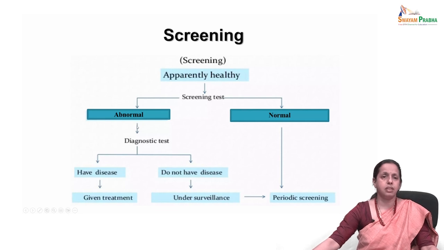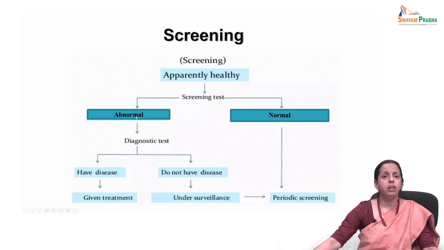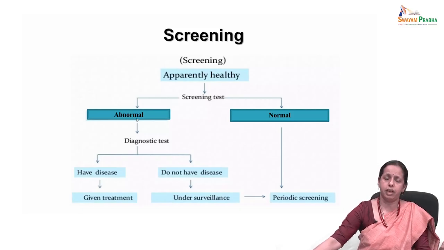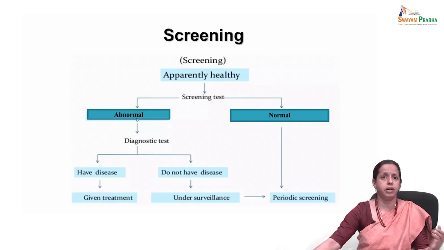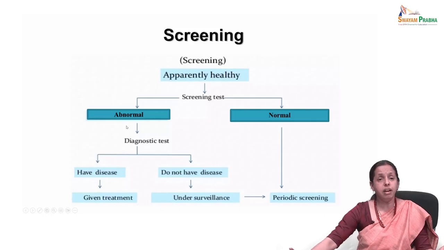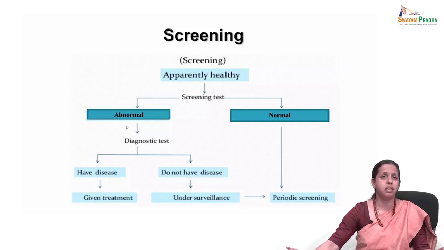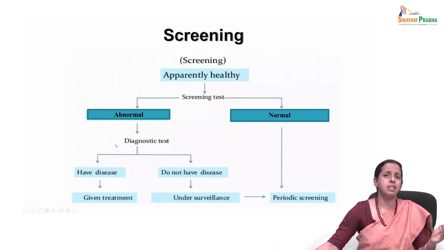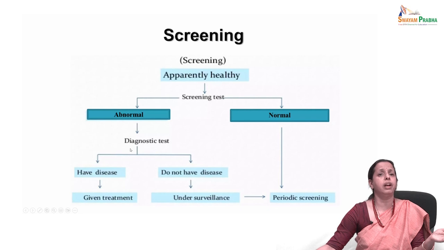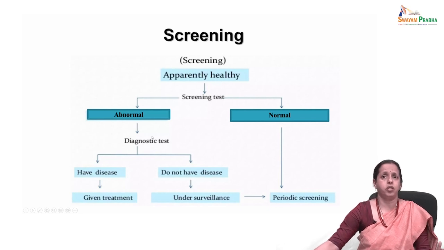Whereas if you find something abnormal, for example an HPV positive result, you go for a further set of diagnostic tests. Then if they have a disease, they go for treatment, chemotherapy, radiotherapy, whatever the treatment regimen is. And if they do not have a disease, or it is just a lesion that is benign in nature, just keep watching it. Come back more regularly for the screening procedure.